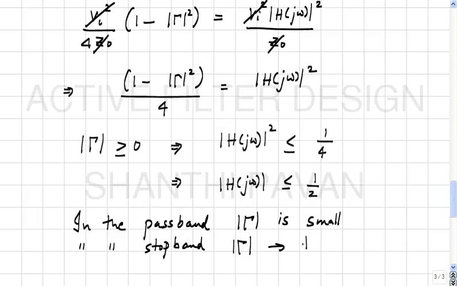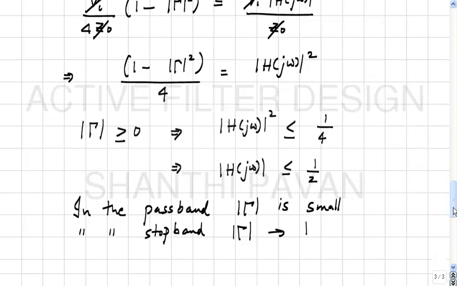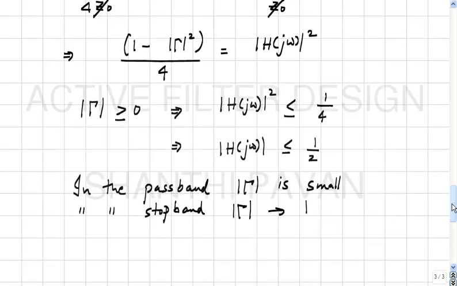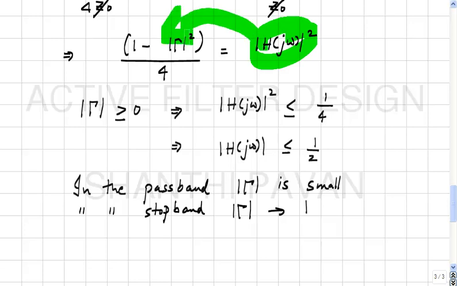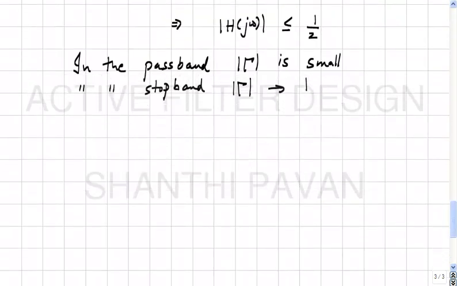Okay. Alright. So now what have we achieved? From mod H of j omega squared, this is known. From this, we can go and obtain mod gamma squared. And what is mod gamma squared? What is gamma? Gamma is related to the input impedance Zin by Zin minus Z0 divided by Zin plus Z0. Is that clear?